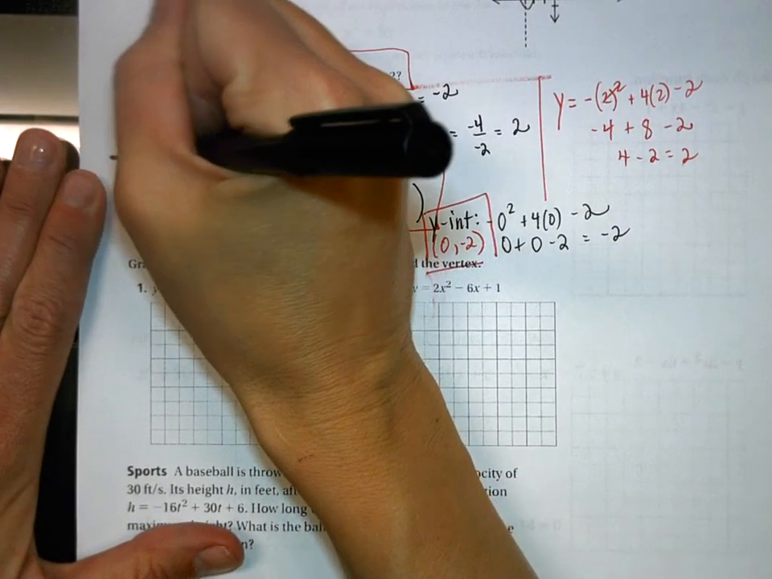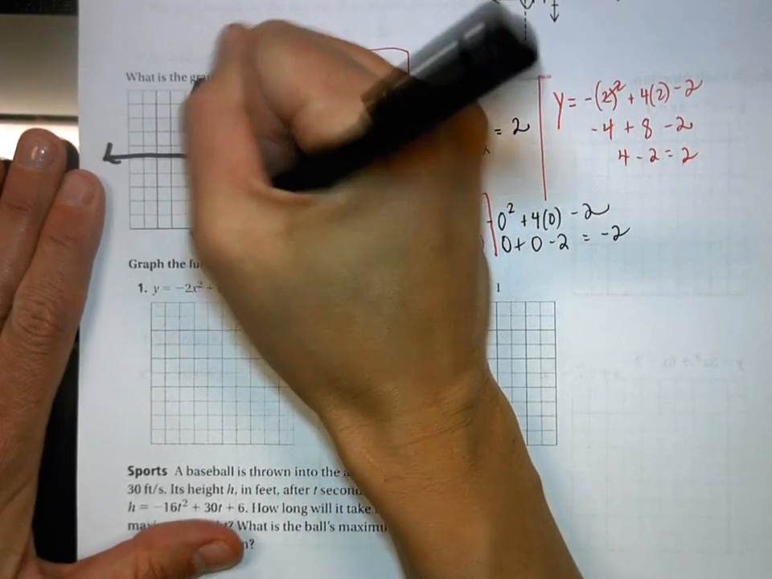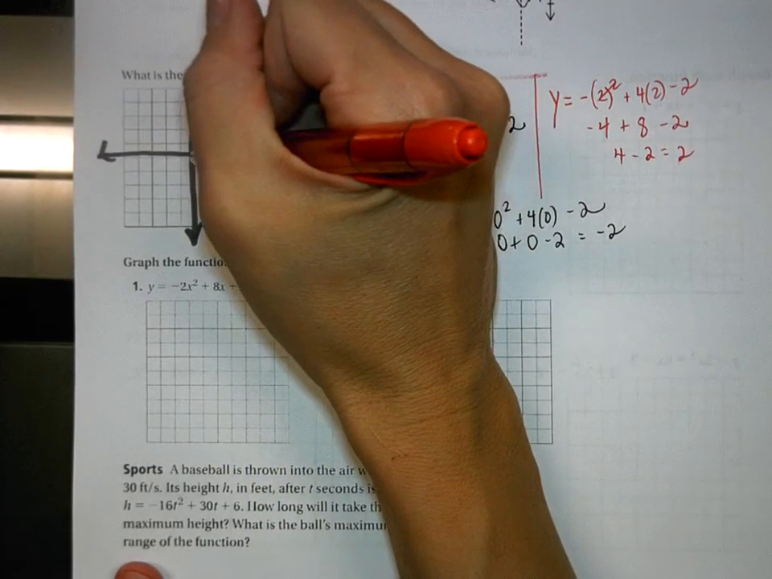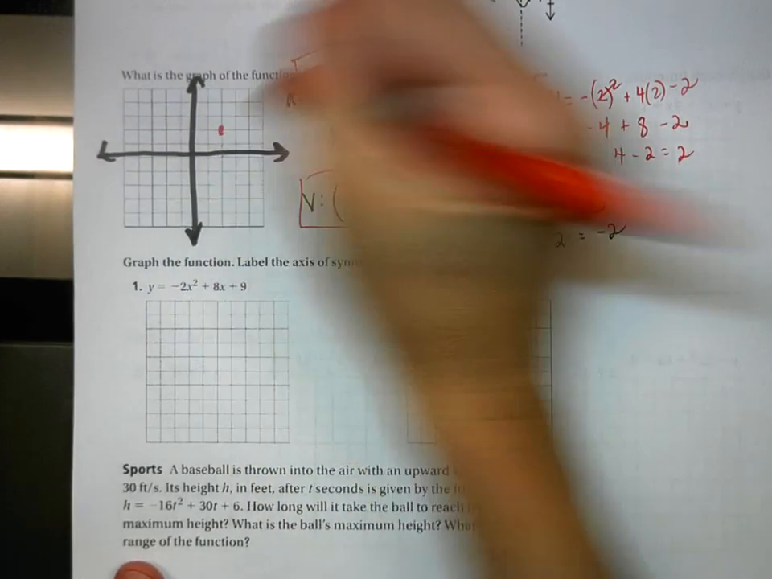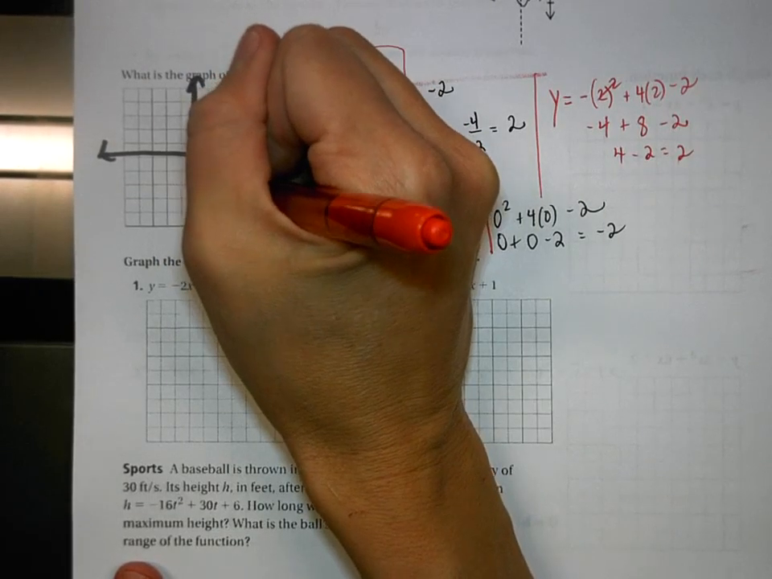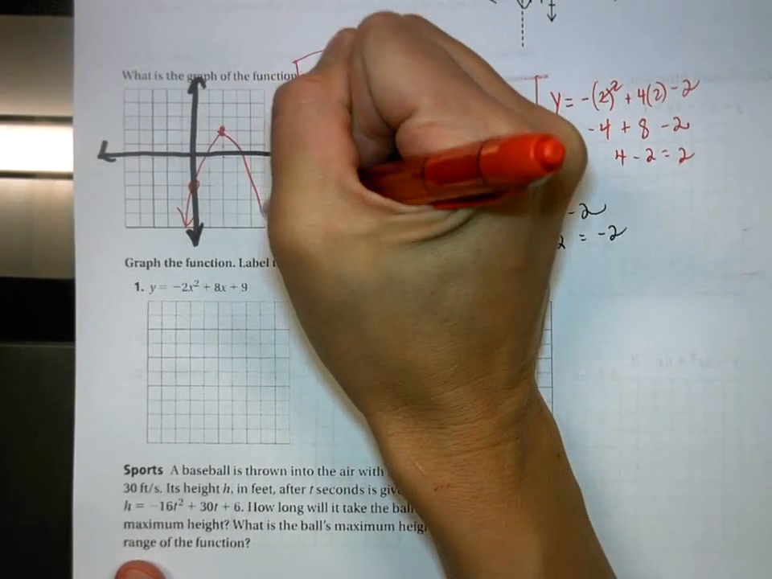So you want to draw your x and y axis somewhere on here. Okay, and so my vertex is at (2, 2), so I'm going to go right 2, up 2. And then my y-intercept is at (0, -2), so I'm going to go down there. And then I know this is my vertex, so it just is curving down.